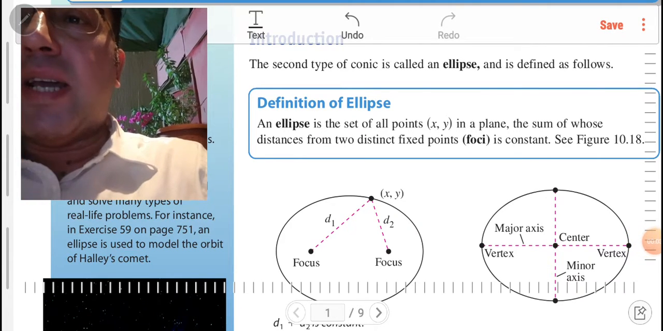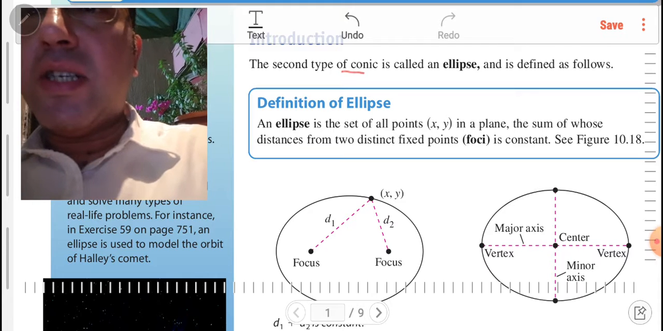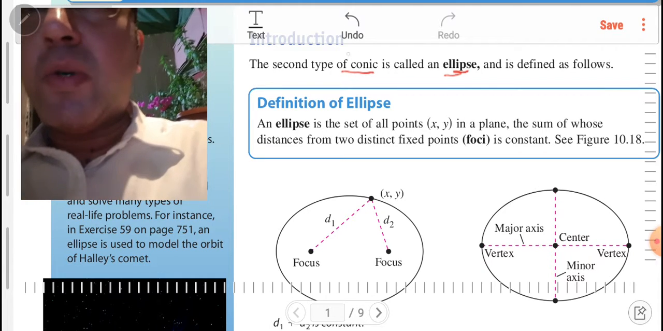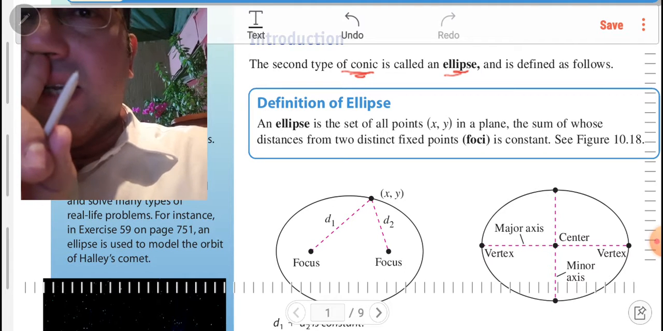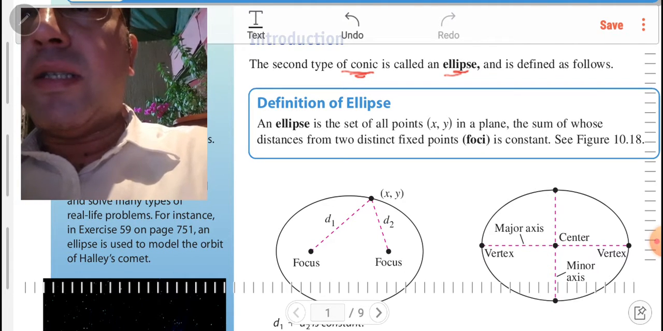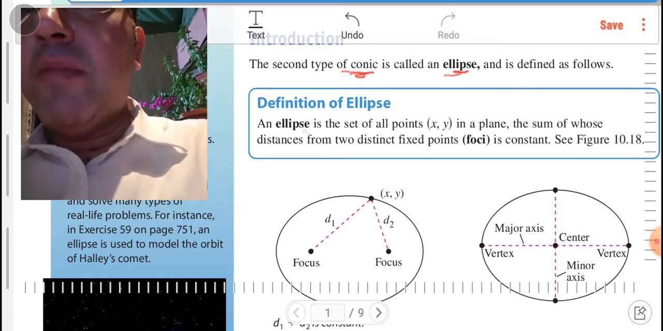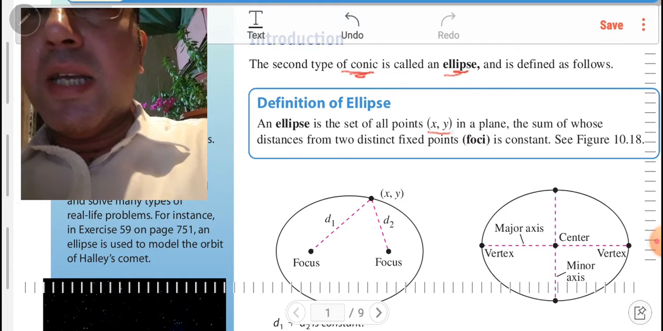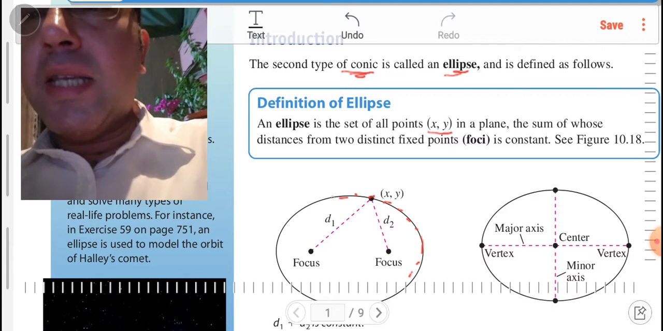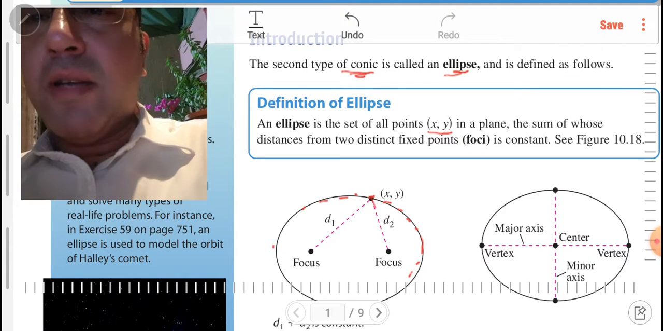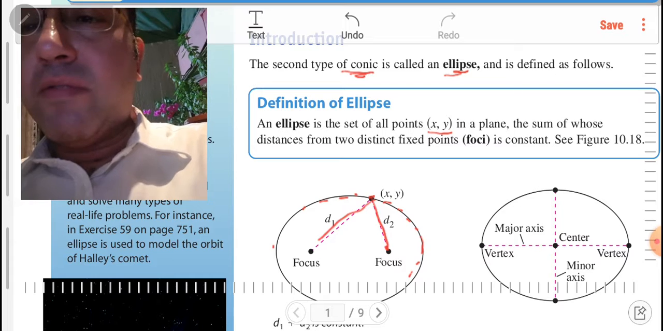Today's lesson is about one of the types of conic sections, which is called the ellipse. We already learned one conic section before, called the circle, but today let's define the ellipse. The ellipse is a set of points x and y. All these points x and y have two different distances, one to focus 1 and one to focus 2.